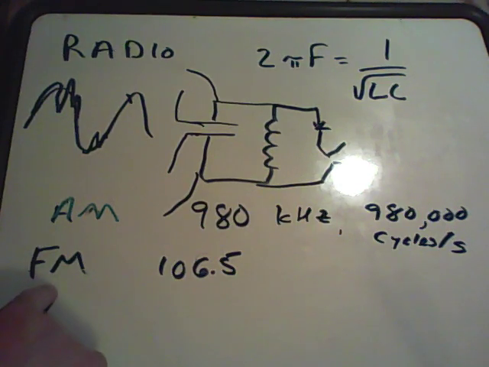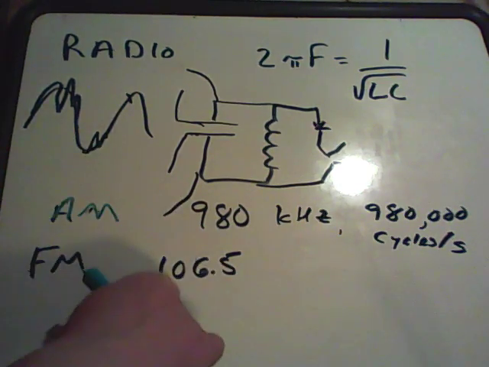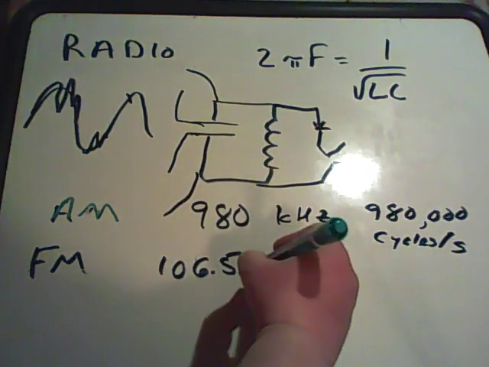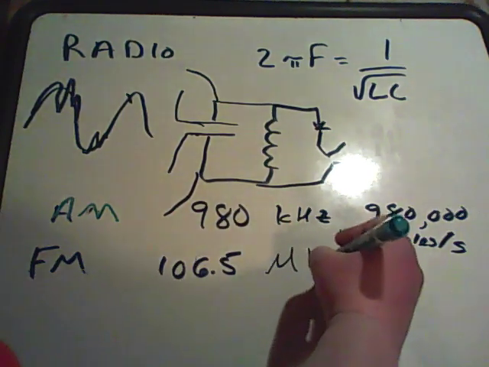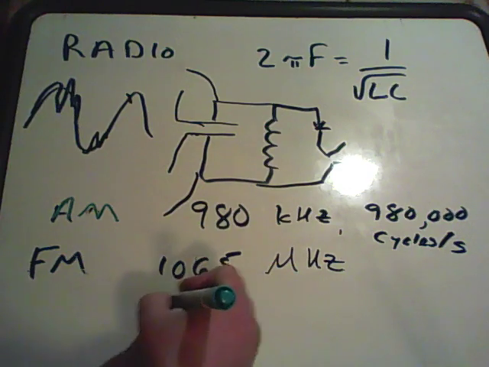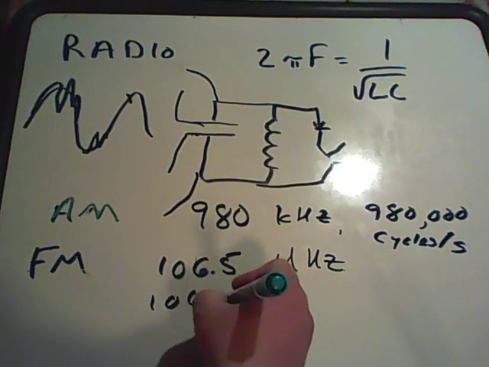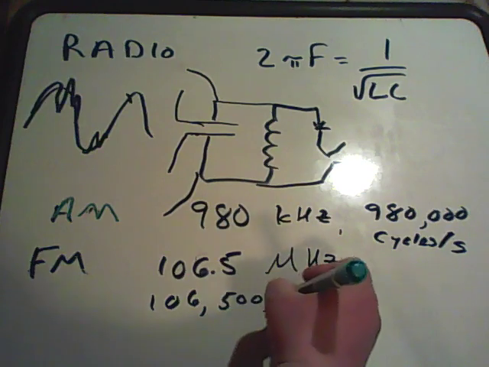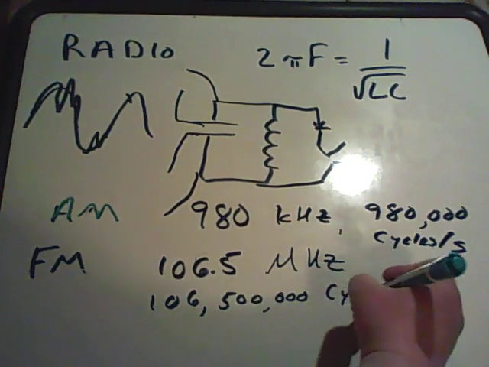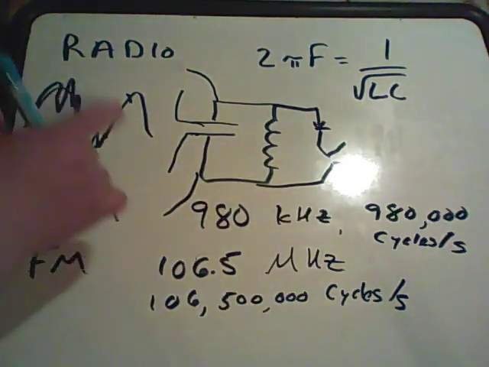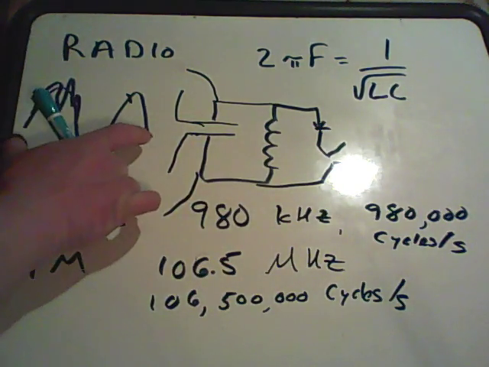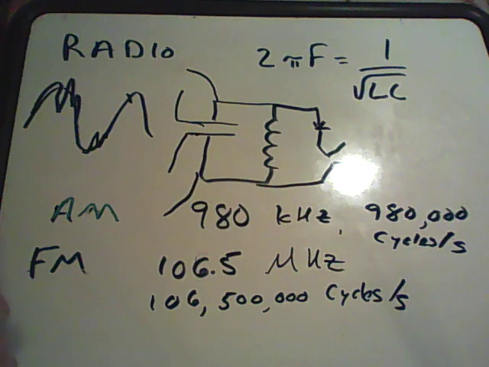FM means frequency modulation. This is a much bigger frequency. This is actually 106.5 megahertz, or 106,500,000 cycles per second. And there, once again, you have that same carrier wave, but instead you are making little changes to the frequency. And so the circuitry is designed to find those little changes to the frequency and then amplify that signal.